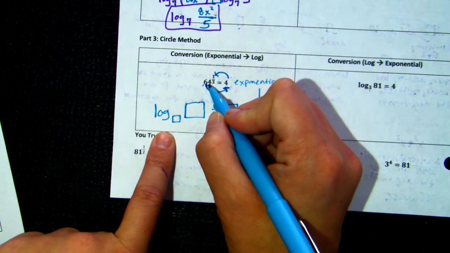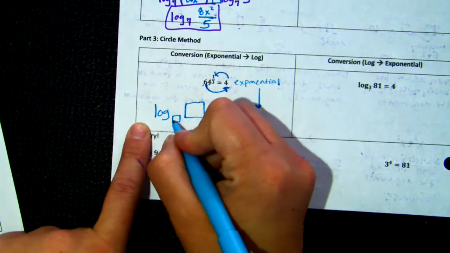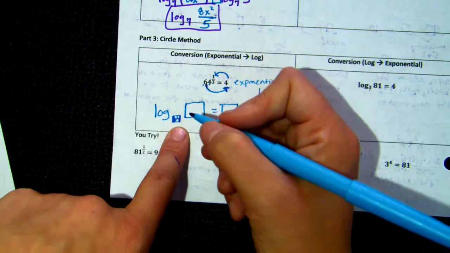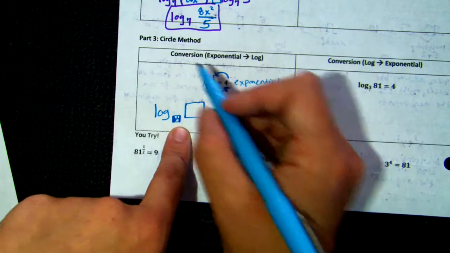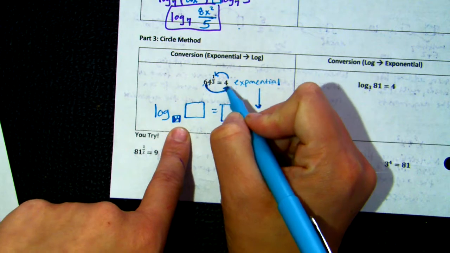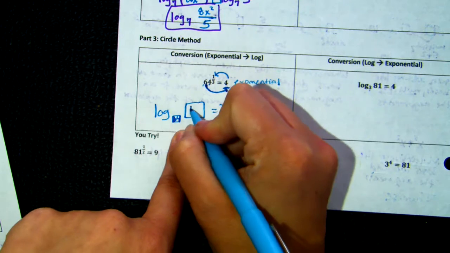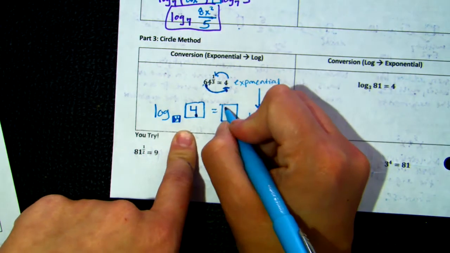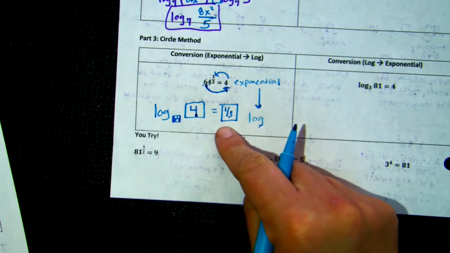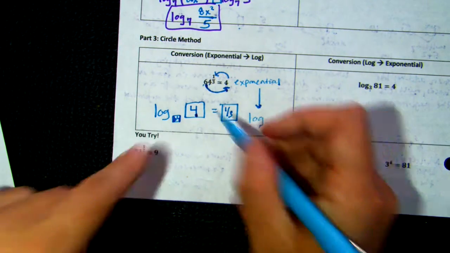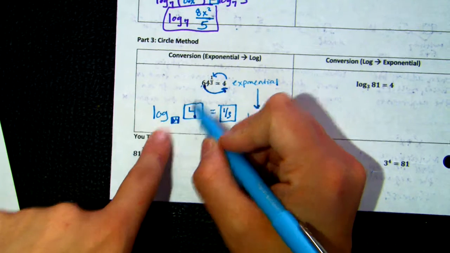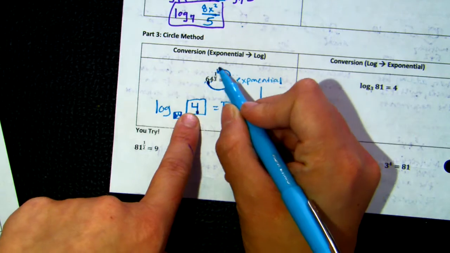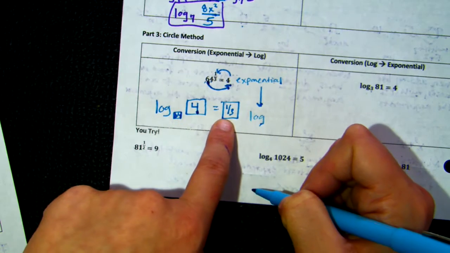So I started with a base of 64. That means 64 is my base. It goes in the little box down here. That's a 64 if you can't tell. I go across the equal sign to get to 4. That becomes my new argument. And I go back around the equal sign to get equal to 1/3. So my circle method, whatever I start with is my base. I go across the equal sign to get to my argument, back around the equal sign to get to what it's equal to.